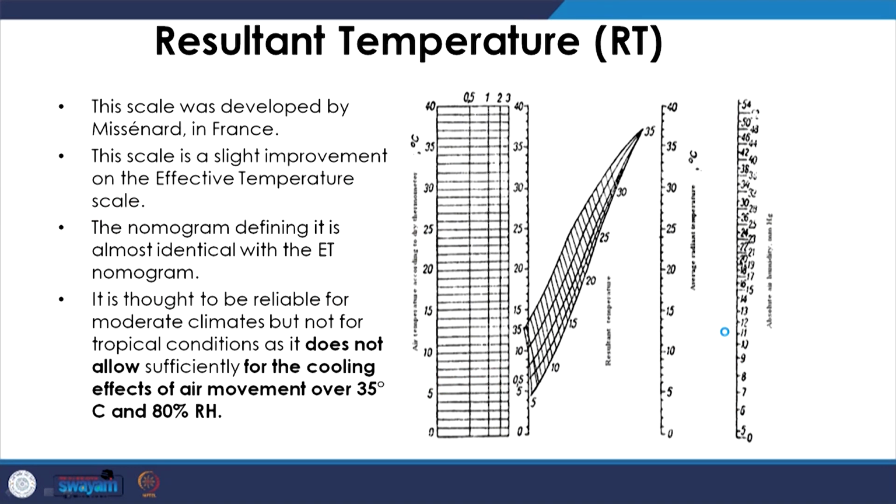Many such indices were developed, another one being resultant temperature, which was also very similar to the effective temperature scale, very close to that also, again taking into account the dry bulb temperature, the wet bulb temperature, the air velocity, and the resultant temperature again came out to be very similar to the effective temperature nomogram.